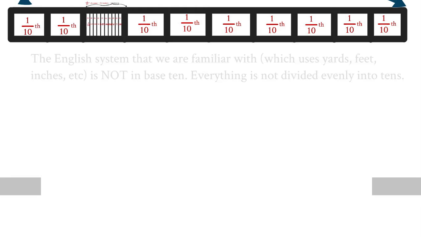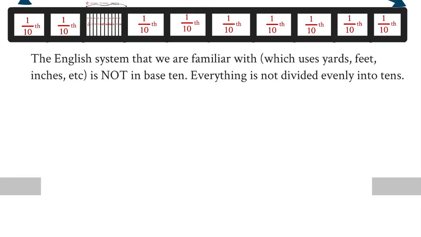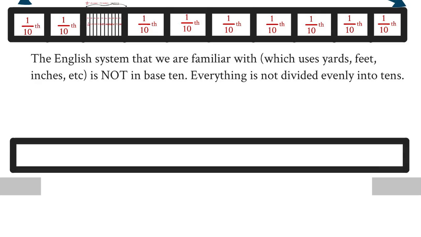The English system that we are familiar with, that's the system that uses yards, feet, inches, miles, etc., is not in base 10. Everything is not divided evenly into tens like the metric system is. For example, let's take that same bar that we had. What if it was 1 yard in length?